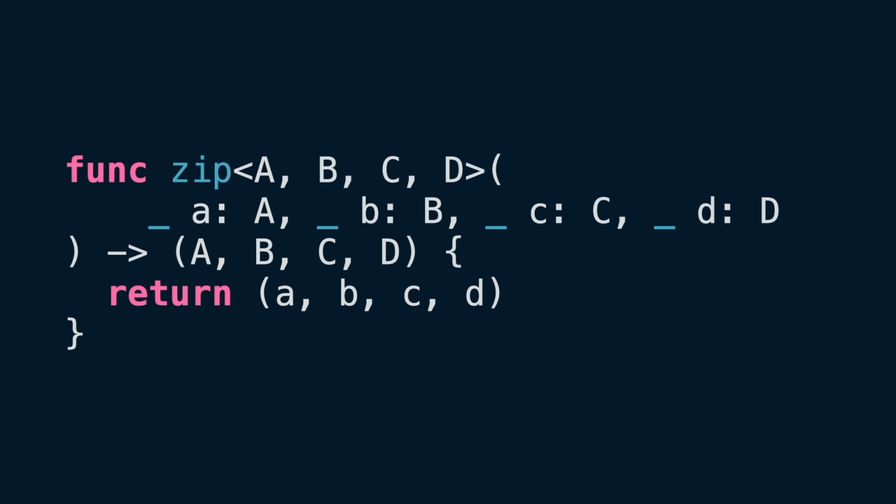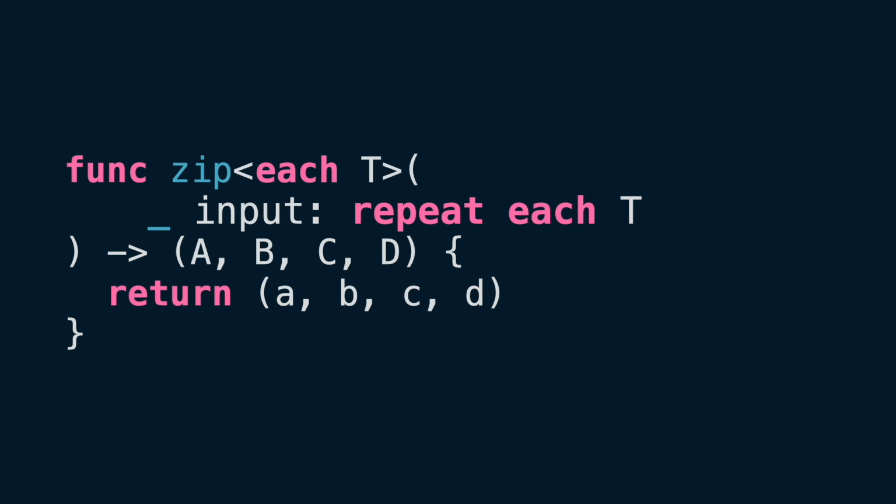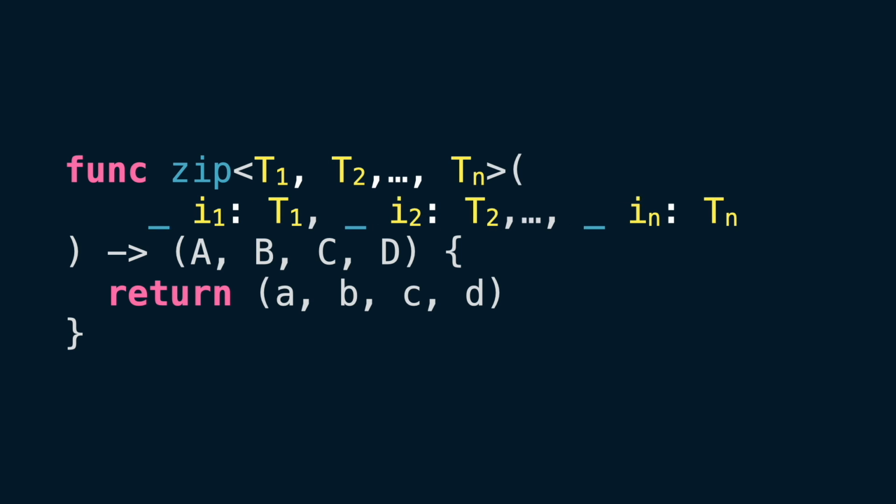Instead of writing each type parameter one by one, we can use the each keyword followed by the type placeholder to represent an n number of type parameters in this declaration. This is equivalent to a separated comma list of types. For the parameter list, we will replace all of them with a repetition pattern using repeat each T. Depending on the number of type parameters, repeat each T will create the respective parameters for this function. This is equivalent to each parameter declaration separated by commas.